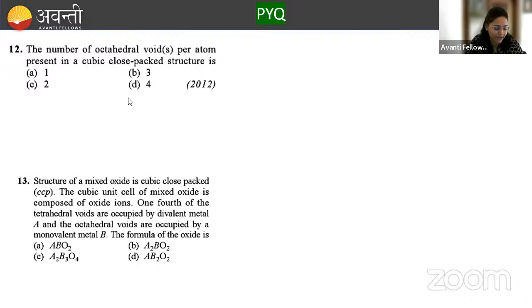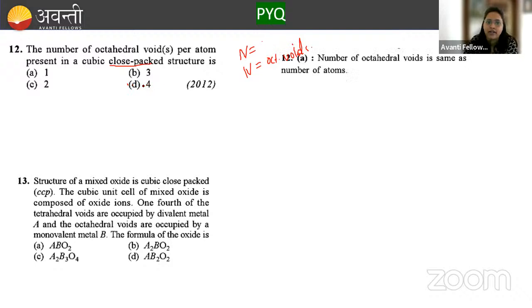Next, the number of octahedral voids per atom present in the cubic closed packing is? Yeah, can you tell me the answer here? Question number 12, the number of octahedral voids per atom present in cubic closed packed structure. If n number of atoms are present, then n number of octahedral voids are present. In FCC, how many are there? Number of atoms in CCP and FCC, the number of octahedral voids is the same as the number of atoms, that is 4, right?